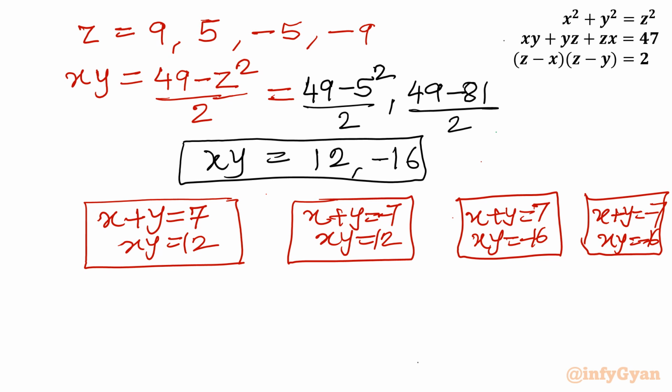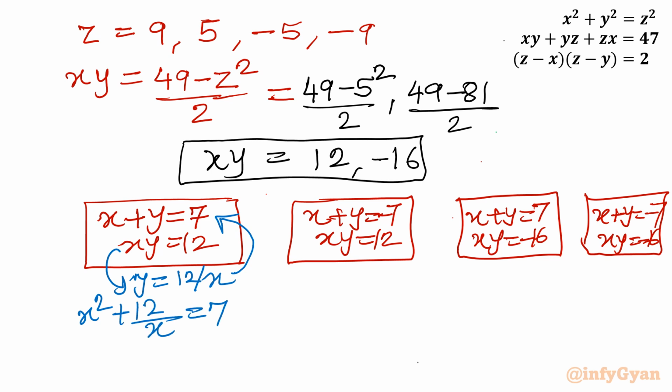So let me consider the very first. In the same way, I will take y from the second equation, 12 over x, and then substitute over here. So let us see what will happen. x + 12/x = 7, so x² − 7x + 12 = 0. If you use the quadratic formula or the factorization method, you will get two solutions.